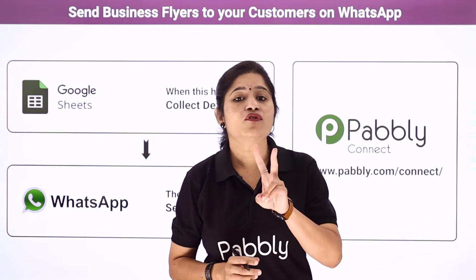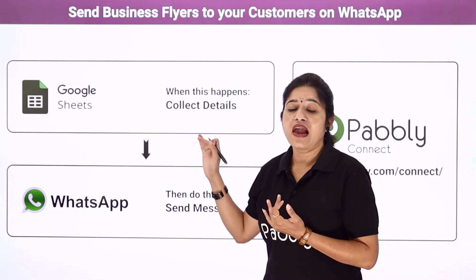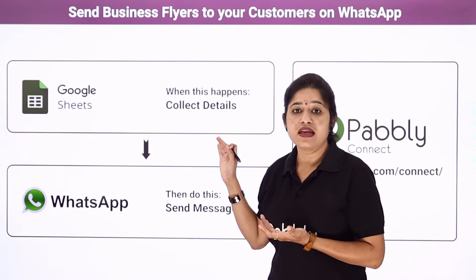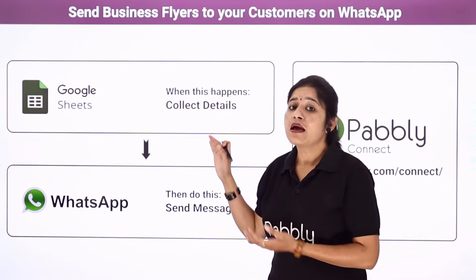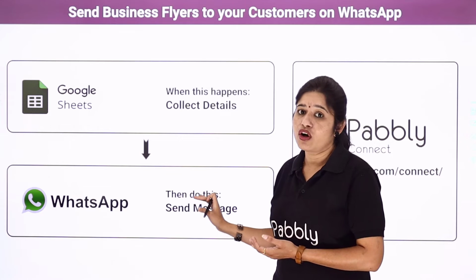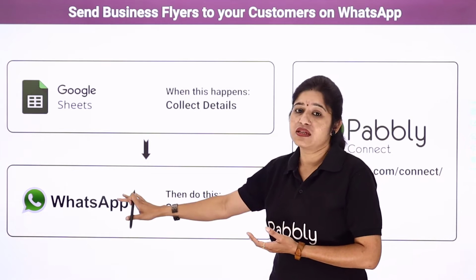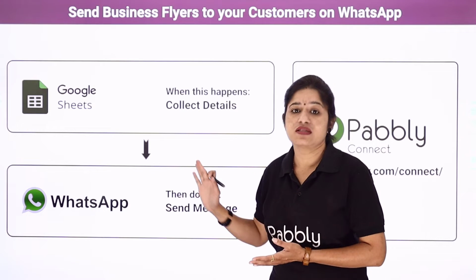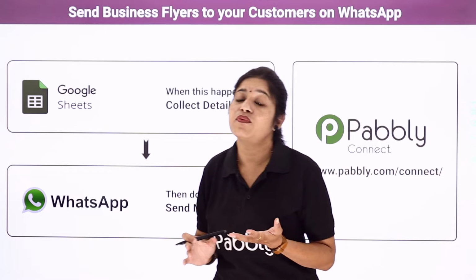For doing this, you have two options. First, do it manually. Take the details of your flyers like your URLs of the flyers, then collect the details of your customers from the Google Sheet, manually compose a message in WhatsApp and copy and paste the flyers to all your customers manually and send it to them on their WhatsApp number. But this will be a time consuming and a tiresome process.